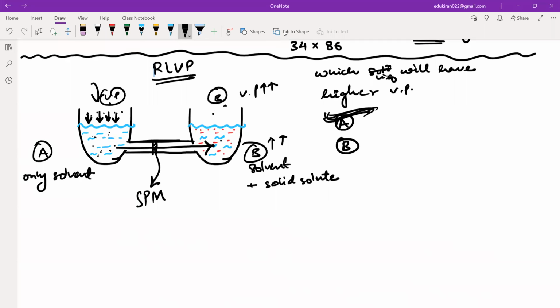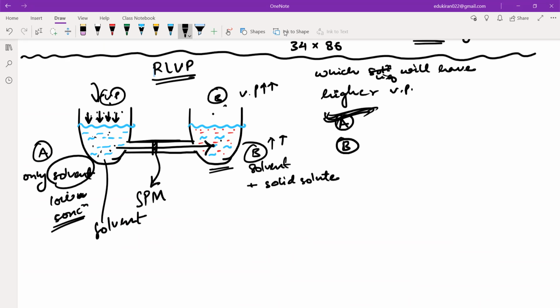Okay, this movement is known as osmosis. The movement of what? Solvent from a lower concentration. If you have only solvent, that means the solute is not present, and if the solute is not present, the concentration of that solution is low. So from a solution of low concentration towards a solution of high concentration, this movement is known as osmosis.